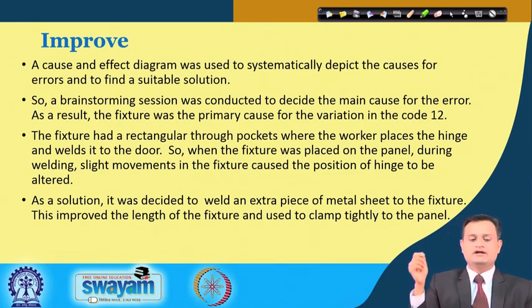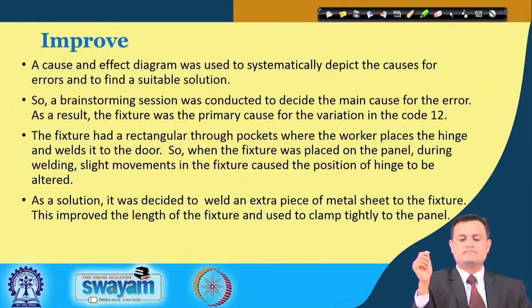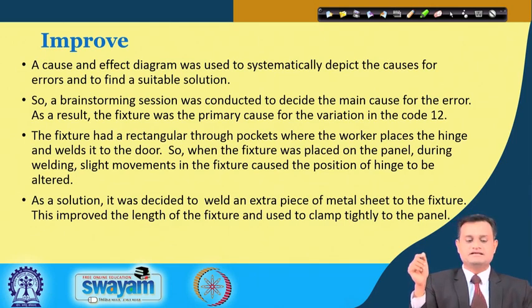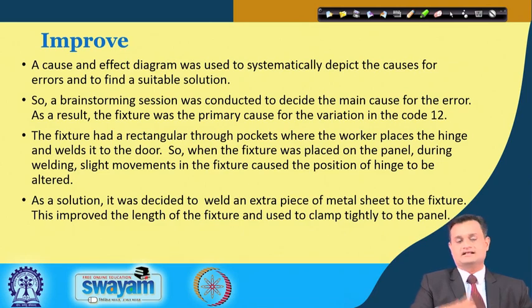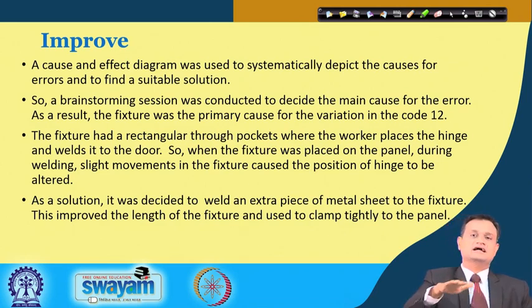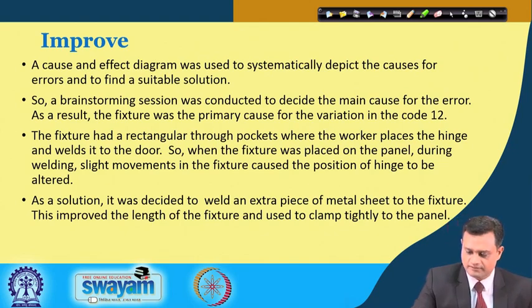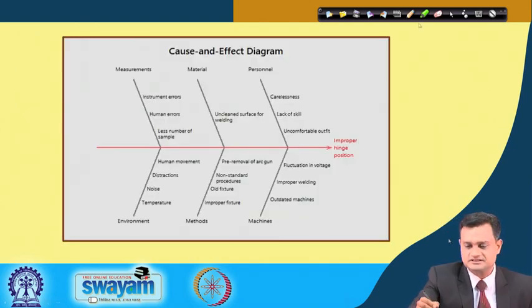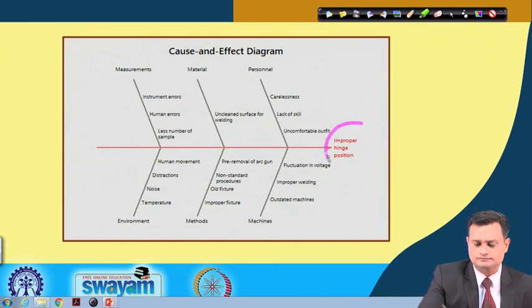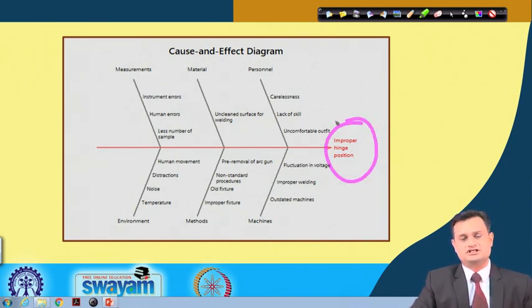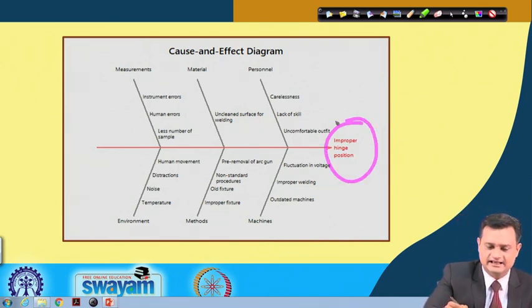So then it was decided to weld an extra piece of metal sheet to the fixture. This improved the length of the fixture and it used to clamp tightly to the panel. So there was some shakiness, and this was removed by fixing an additional sheet, and the problem was a little bit addressed. So improper hinge position was the problem identified, and then cause and effect was conducted.